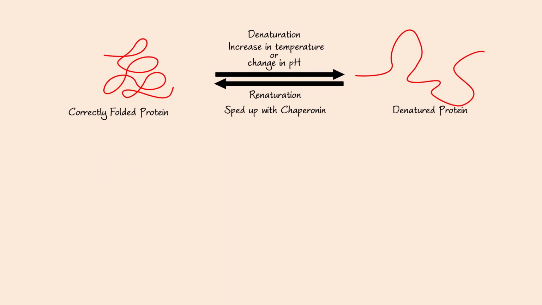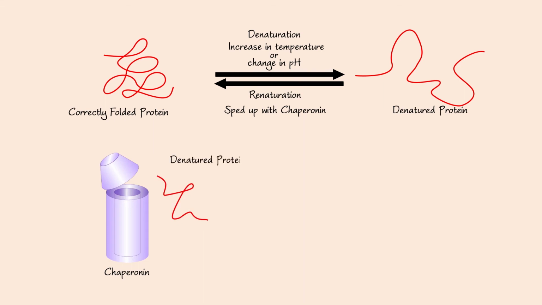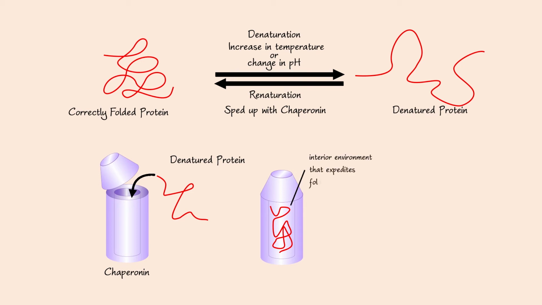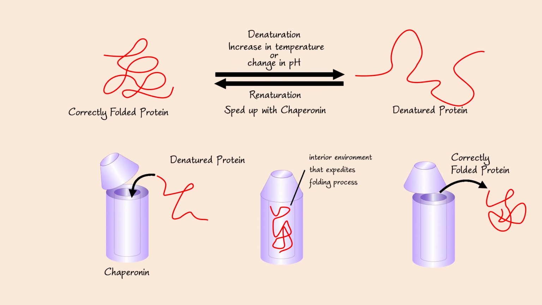Let's see how the chaperonin can assist in the folding process. Represented here is the chaperonin. It consists of a cap and hollow cylinder. The process starts when an unfolded or incorrectly folded protein enters the hollow cylinder. The cap closes the cylinder to create an interior environment that expedites the folding process. Once the protein is correctly folded, the cap detaches and the correctly folded protein exits.